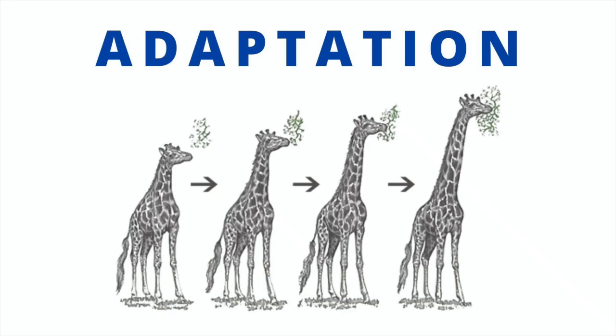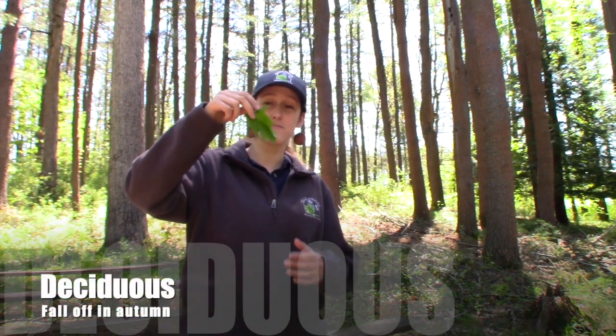Scientists separate trees into two different categories according to how they adapt to survive the winter months. Remember, an adaptation is a change made by a plant or animal that helps it better survive within its environment. So our first category of trees are trees that lose their leaves as it begins to get colder. For example, this red maple leaf is an example of a deciduous leaf.